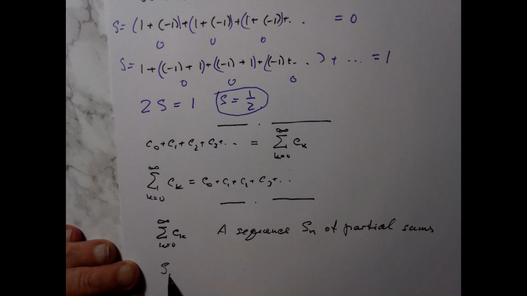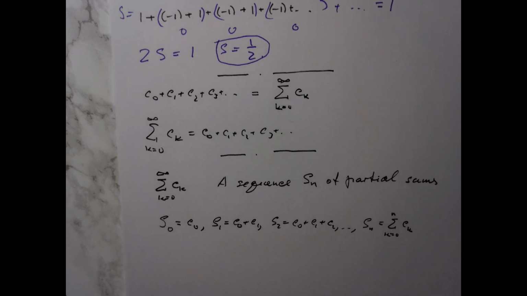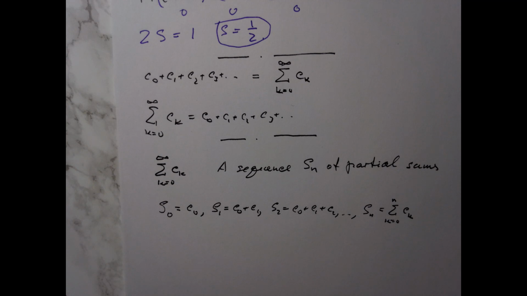So in that case, S0 is equal to C0, S1 is equal to C0 plus C1, S2 is equal to C0 plus C1 plus C2, etc. Sn is equal to the sum over k from 0 to n of Ck. So the sequence of S's is called the sequence of partial sums.